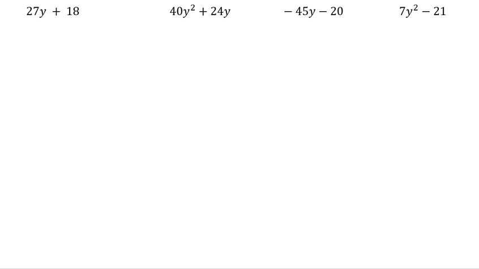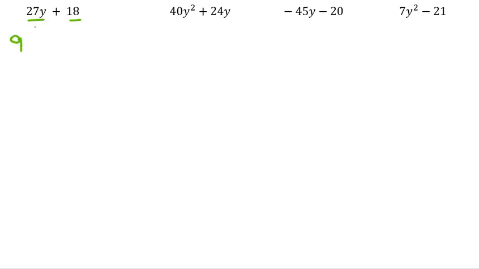Trying to factor these binomials, we first need to find the greatest common factor, you might see this as GCF, for both of the terms. So we're asking ourselves, what's the biggest thing that we could divide into 27y and 18? Well, there's not a y to take out, but it looks like the largest number that goes into 27 and 18 would be a 9.